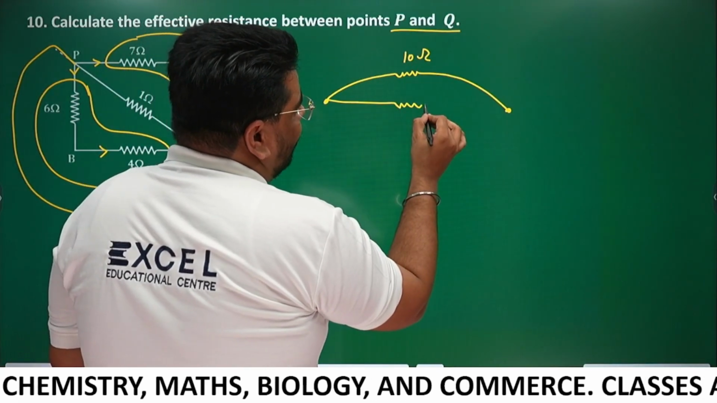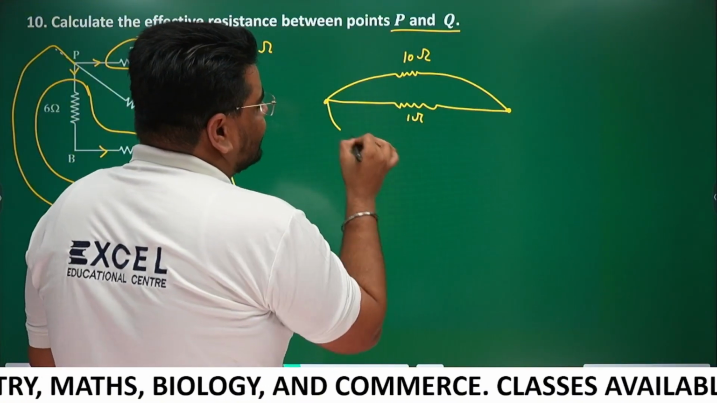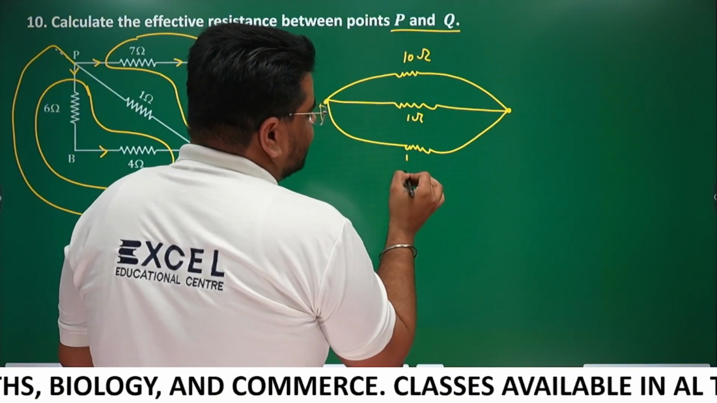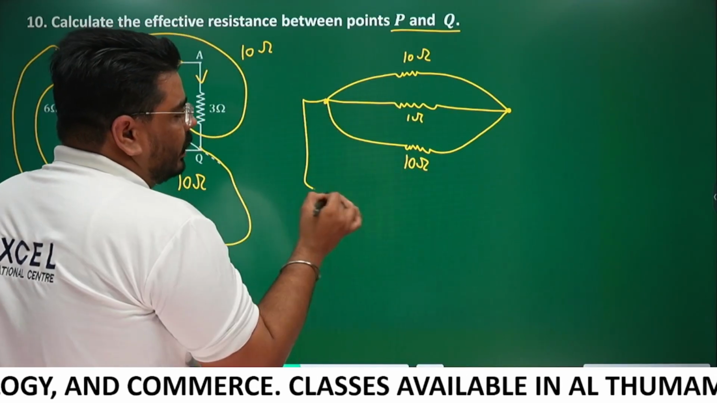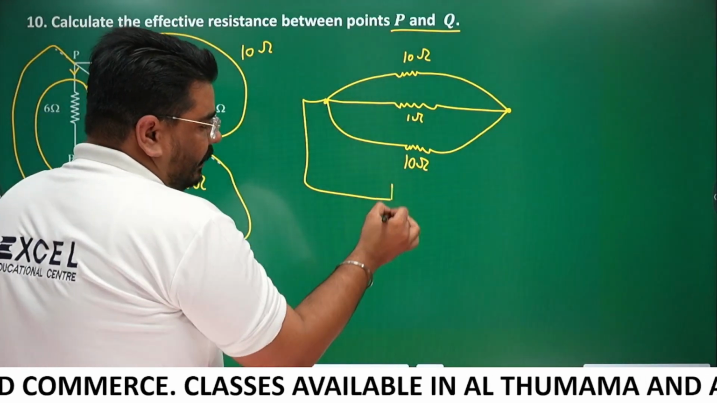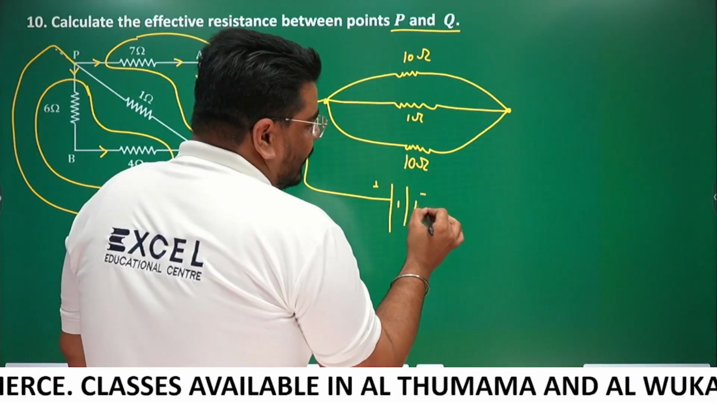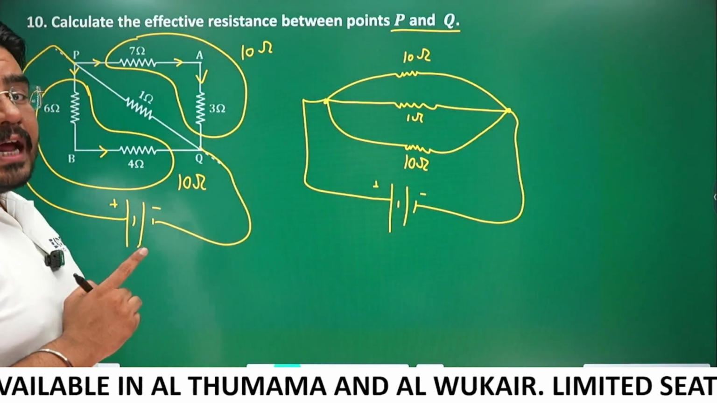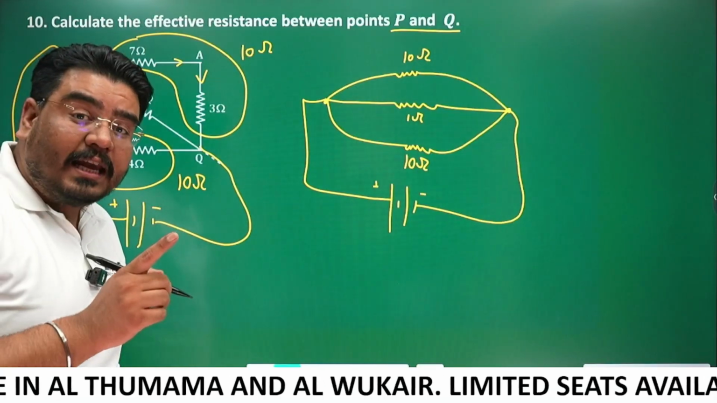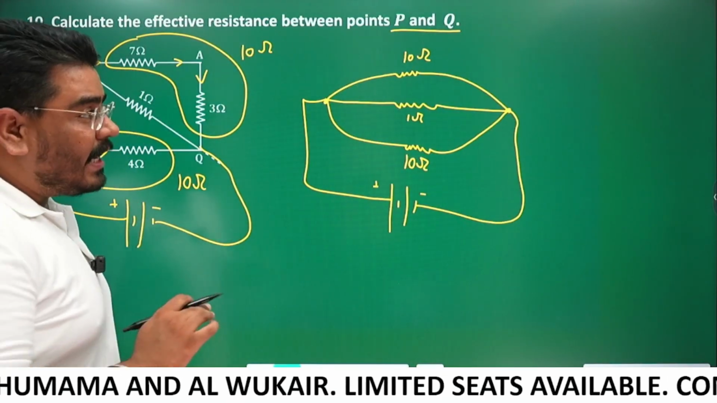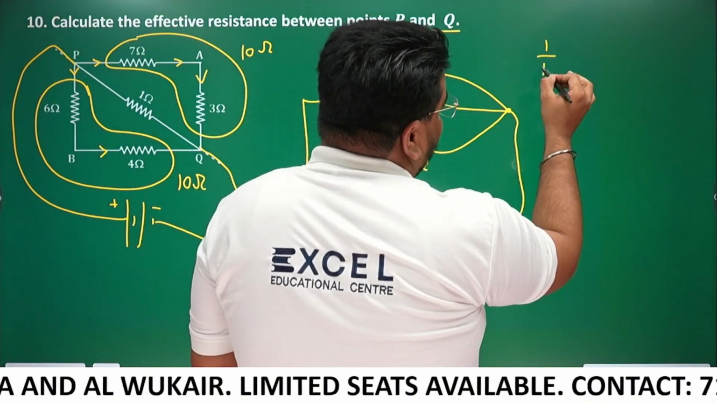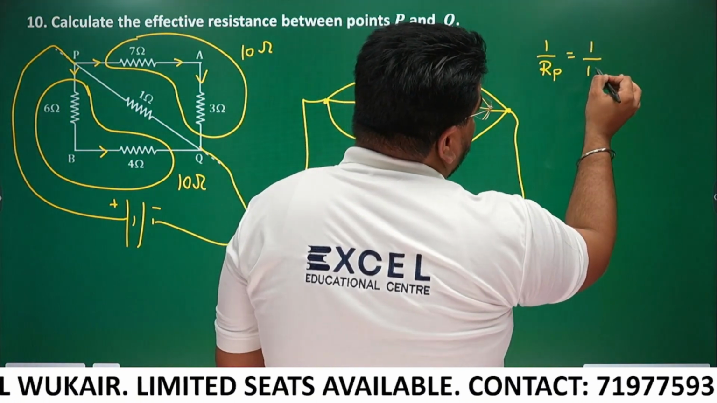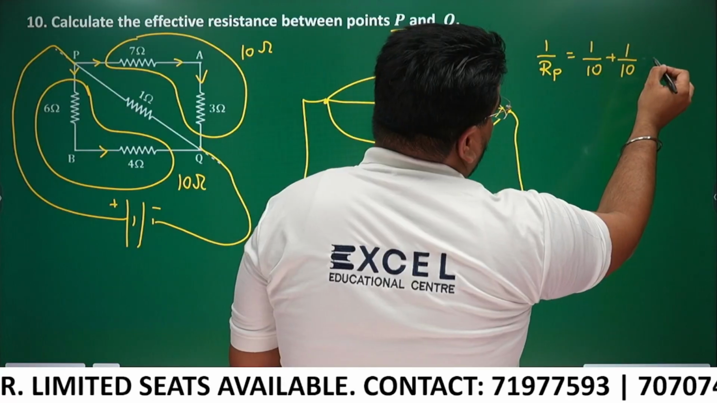In the middle, there was the 1 ohm resistor. Yes. And then we have the third one, which is again 10 ohm. Now, this is what you are connected with the battery. Now, I think it's not a difficult task for everyone to identify that these three are in parallel. If these three are in parallel, then I can directly use the formula that 1 by Rp is equal to 1 by 10 plus 1 by 10 plus 1 by 1.